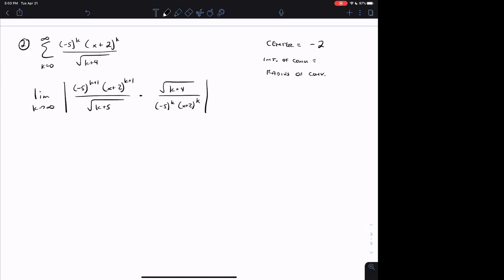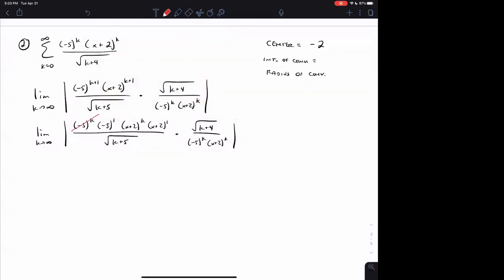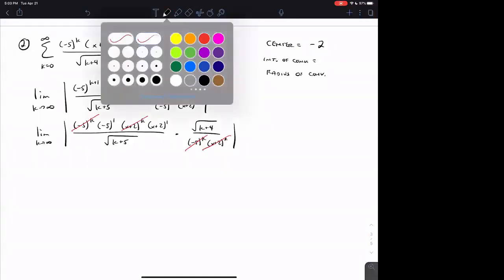Okay, so we're going to split up the exponentials to get the stuff to cancel. So we go -5 to the k times -5 to the first, x plus 2 to the k times x plus 2 to the first, square root of k plus 5 on the bottom, and we get that stuff on the right. The -5 to the k's cancel, the x plus 2 to the k's cancel, and then nothing else cancels.